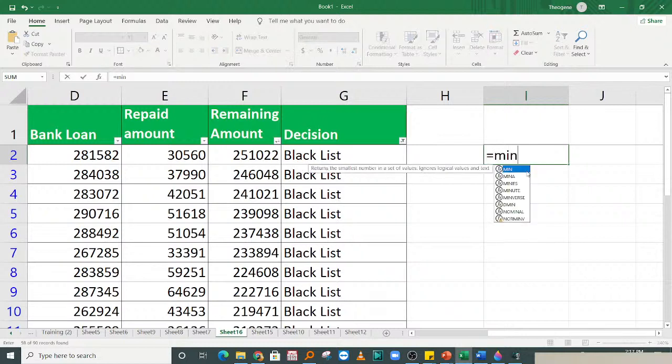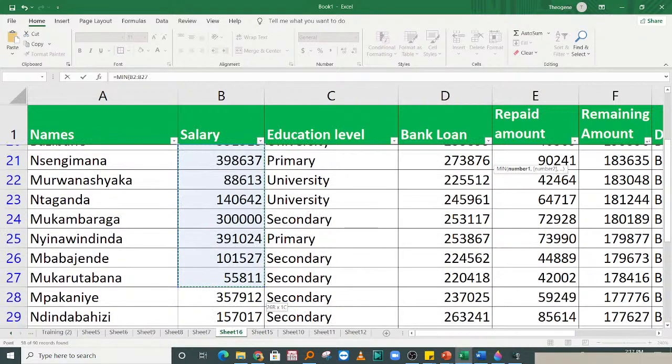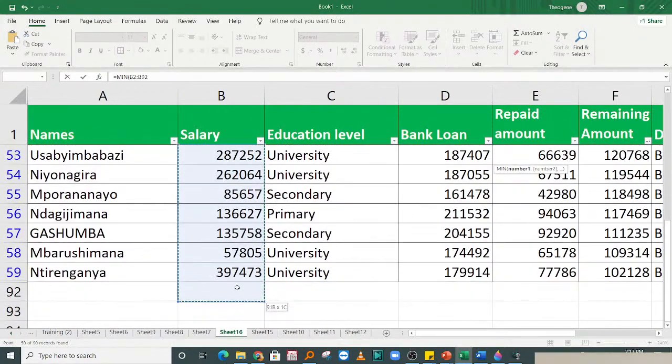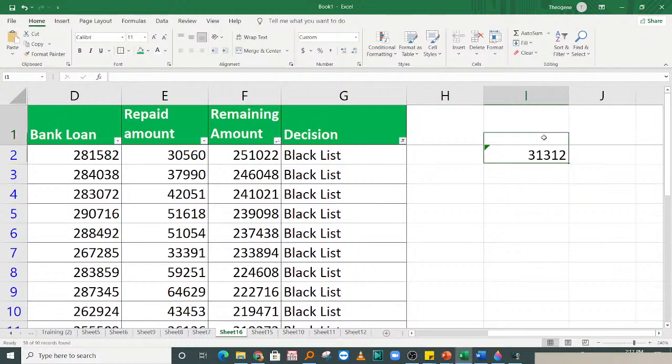I can say, for example, the minimum salary. The minimum salary among this salary is what? I can call the function called the min. Okay, the min is used to describe the minimum number on the list, okay? I click enter. The minimum salary is this one.